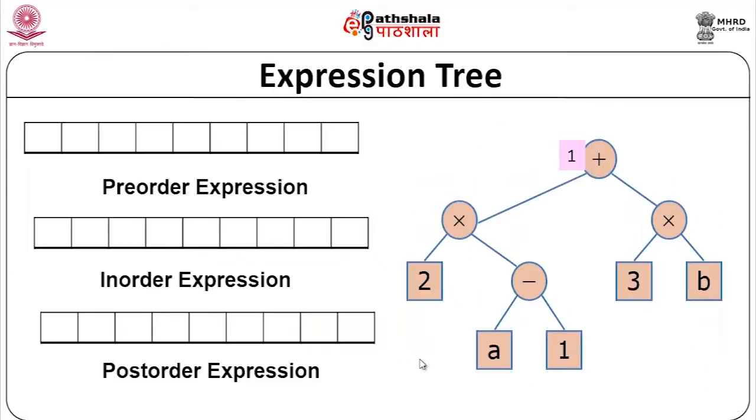Now, I have an expression tree. I am going to do the same traversals on the expression tree, just to show you how it gives different expressions. So, first we will see the preorder. So, remember what is preorder?